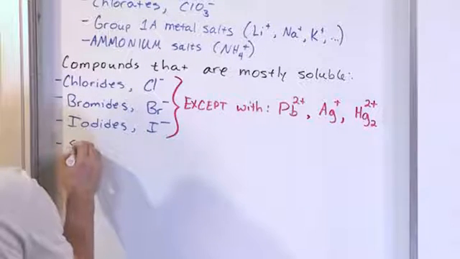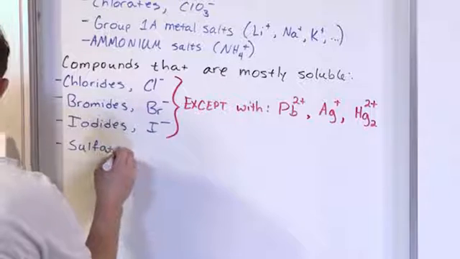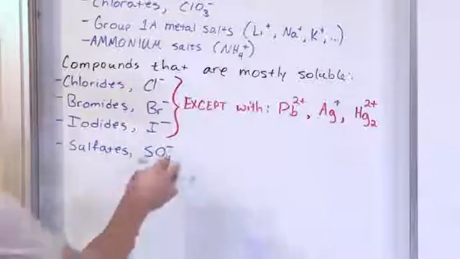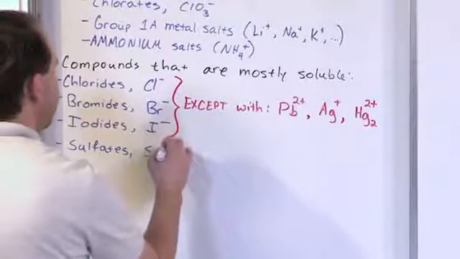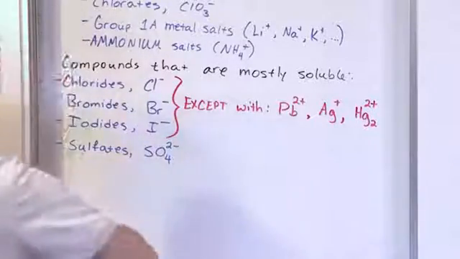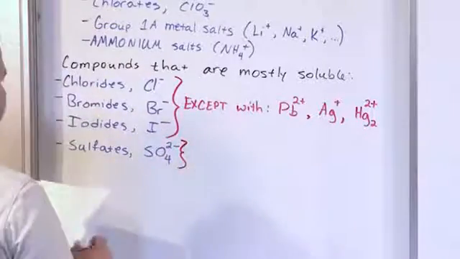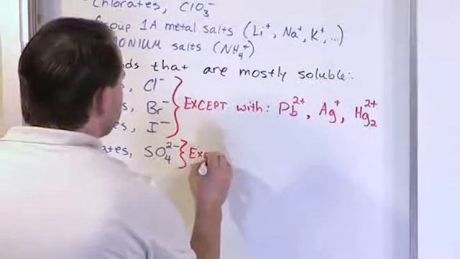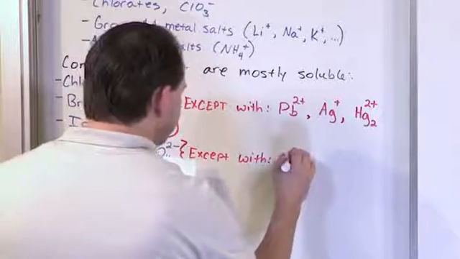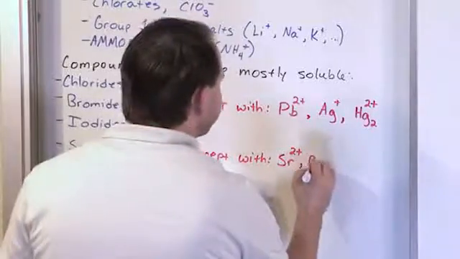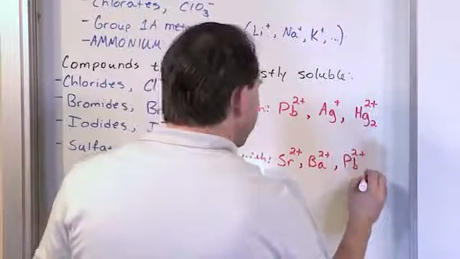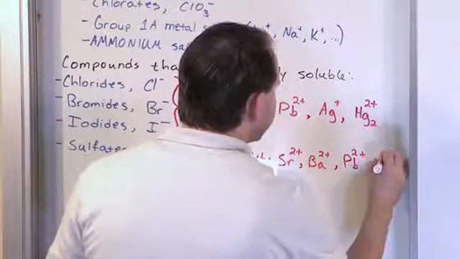Here you have your sulfates, which are anything that like to have SO4 at the end. And of course, sulfate is a -2 ion, polyatomic ion. And there are exceptions here. So let me draw my curly brace here and I'll say except with strontium, which likes to form 2+, barium, which likes to form 2+, lead, which likes to form 2+, and mercury, which likes to form 2+.